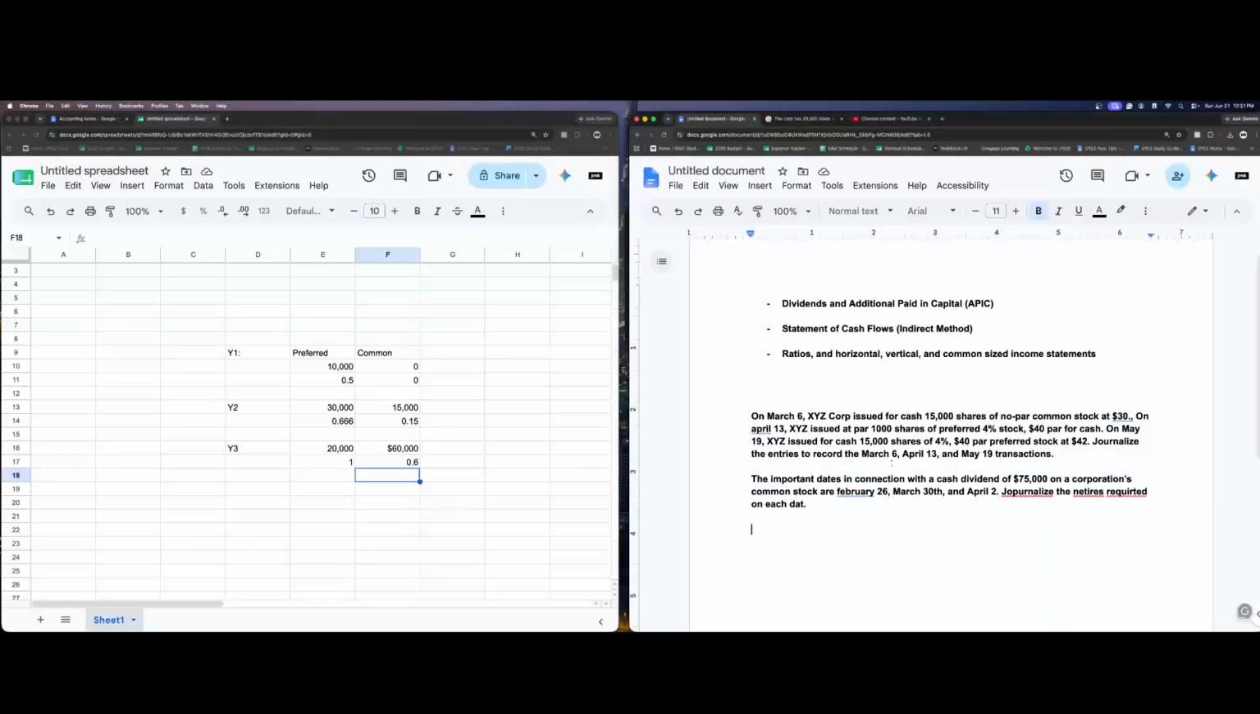So we're really reaching a point here, but this is a two-parter. The first thing is going to be related to additional paid-in capital. When these are purchased over par, then there's additional paid-in capital. We'll take a look and see if this is an example that has additional paid-in capital.